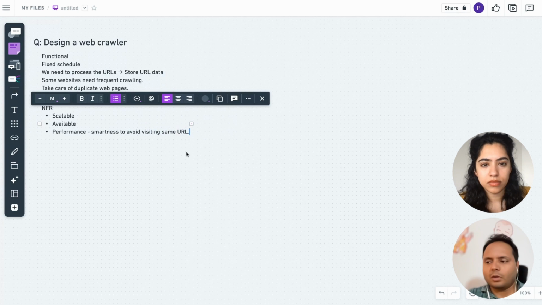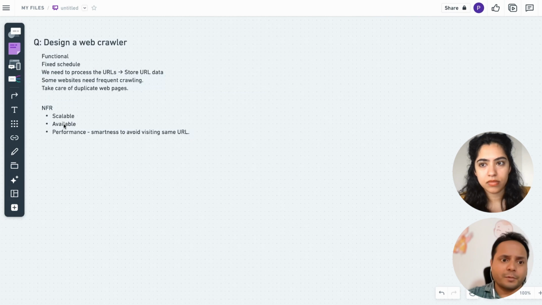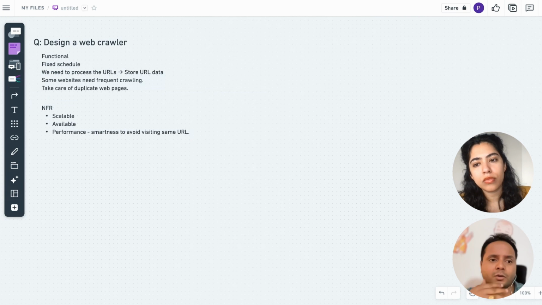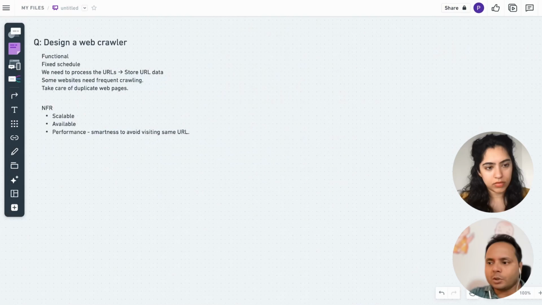Cool. Thank you so much for all of this clarity. I think the requirements are pretty much summarized. We need scheduling-based crawling. We need to keep some information stored about the crawled websites and the URLs. Then we need some way of prioritizing the crawling, since certain websites need to be crawled more frequently than others, and obviously the duplication. And obviously the non-functional requirements. So great, I think I can get started.